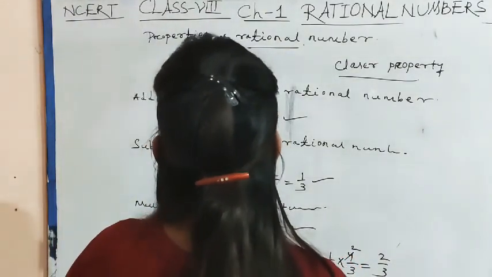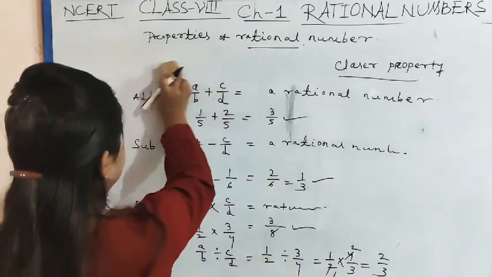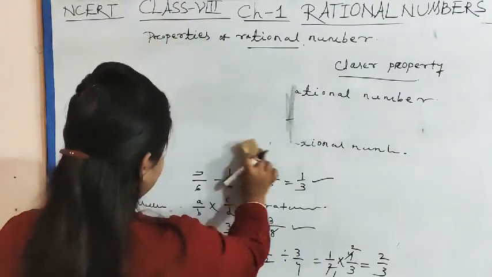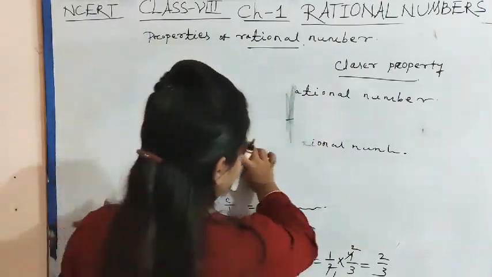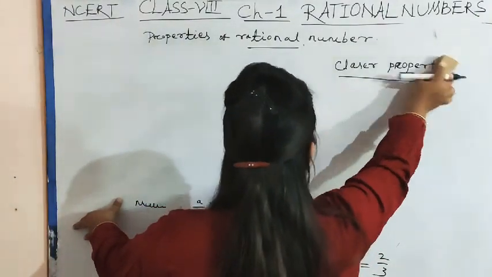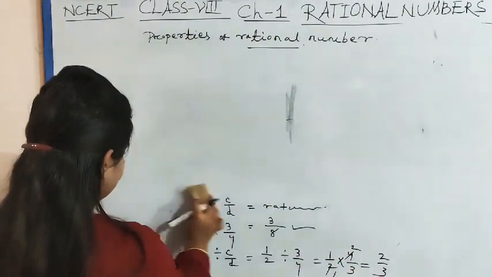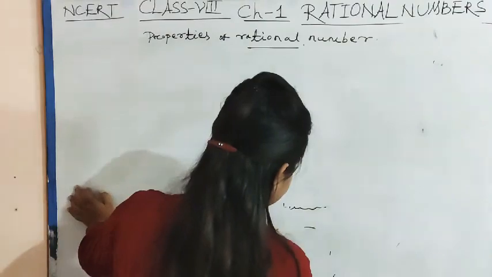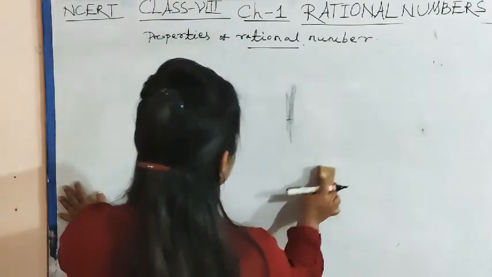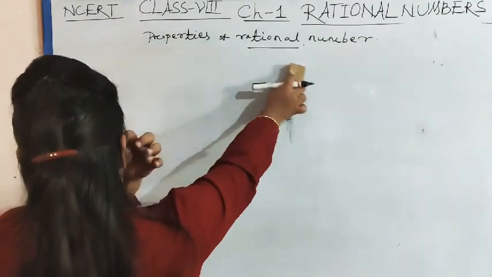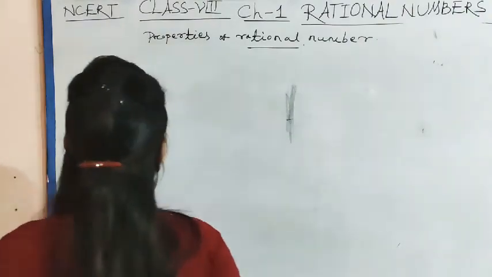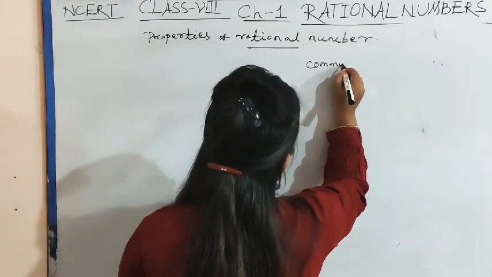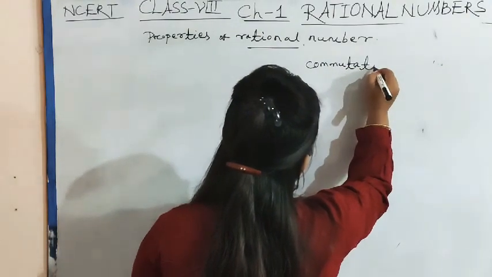Next, our topic is the next property, commutative property. You know that commutative property in general: if A is a number, B is a number, A plus B is equal to B plus A. If this is satisfied, we say that this operation is under this property, the commutative property.